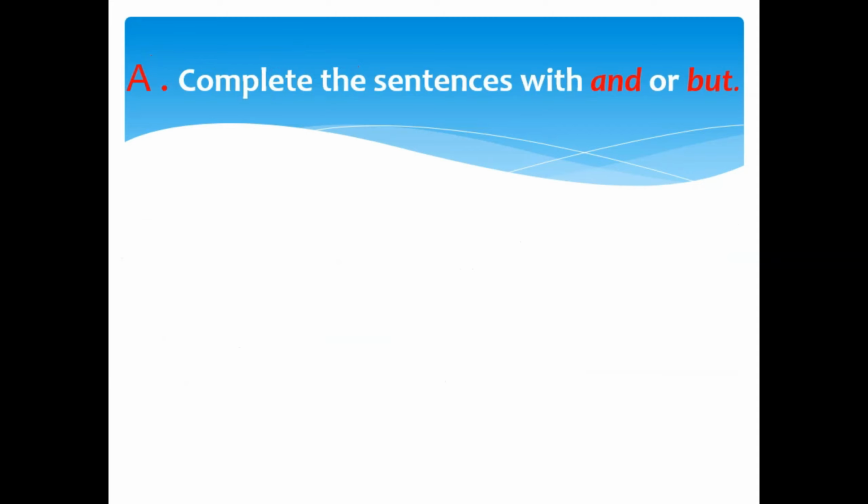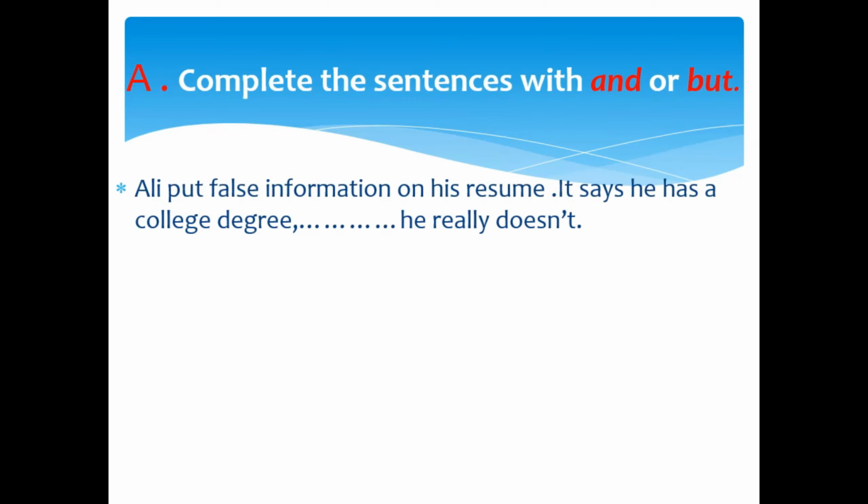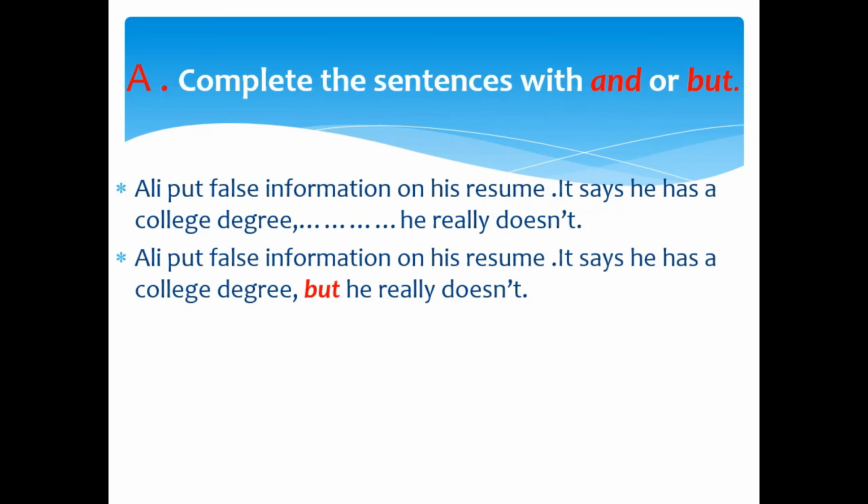Here I'd like you to complete the sentences with and or but. First, Ali put false information on his resume. It says he has a college degree. Space, he really doesn't. Good. Here we choose the conjunction but and we say, Ali put false information on his resume. It says he has a college degree, but he really doesn't.